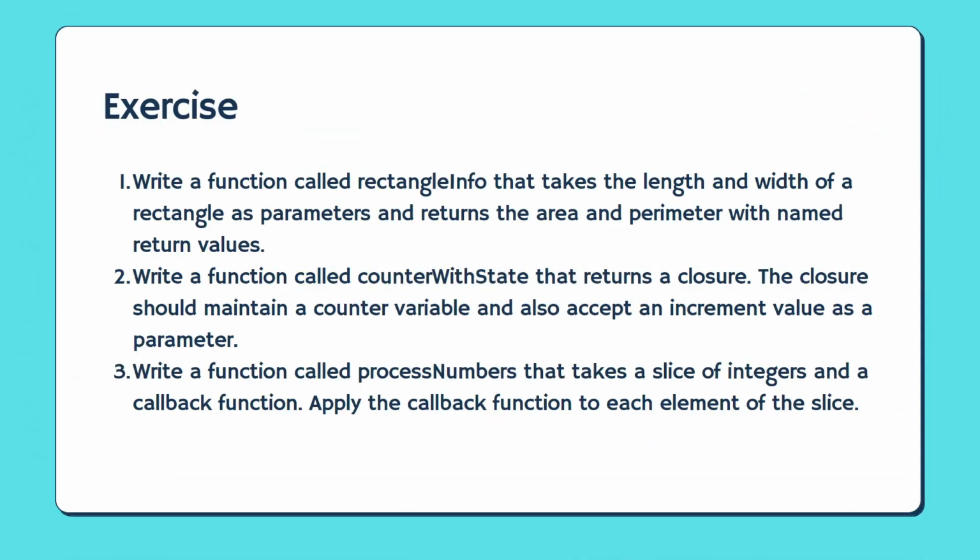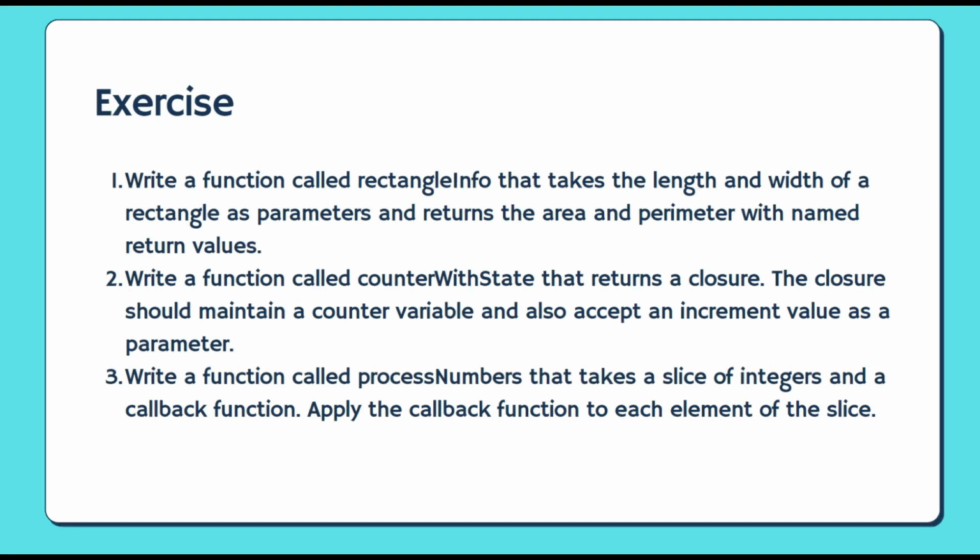Number 1. Write a function called rectangleInfo that takes the length and width of a rectangle as parameters and returns the area and perimeter with named return values. Number 2. Write a function called counterWithState that returns a closure. The closure should maintain a counter variable and also accept an increment value as a parameter. Number 3. Write a function called processNumbers that takes a slice of integers and a callback function. Apply the callback function to each element of the slice.